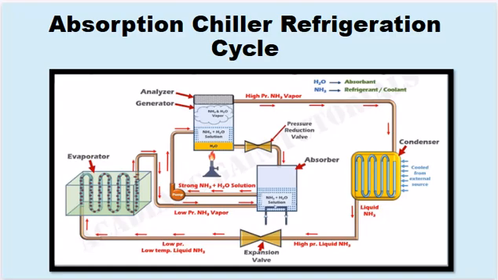Evaporator: the low-pressure ammonia absorbs heat from its surroundings, causing it to evaporate. This cooling effect is used to cool the desired space. Absorber: the low-pressure ammonia vapor is absorbed by the weak ammonia-water solution from the generator, forming a strong ammonia-water solution again. Pump: the strong ammonia-water solution is pumped back to the generator, completing the cycle efficiently.